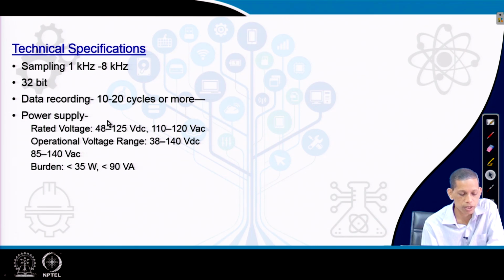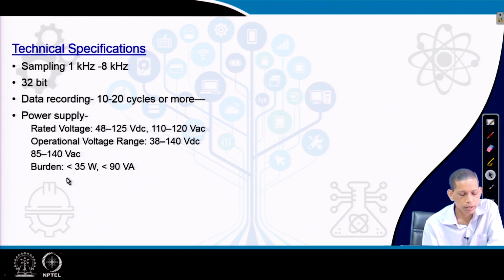and so that is an important aspect of the relay. For data recording, for each fault event the relay stores data, and it can store several such events in its unit. That also is specified by the manufacturer. The power supply to the relay can be from both DC and AC. In a specific relay, 48 to 125 volt DC or 110 to 120 volt AC supply can be good enough; it is compatible with both.